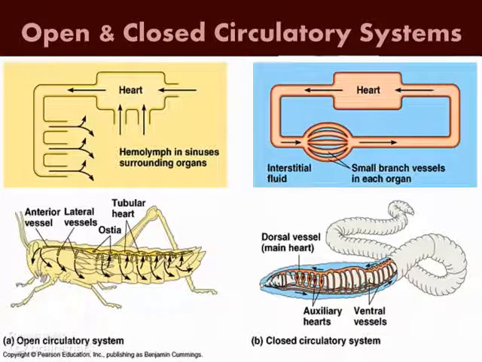In this diagram, you can see how an open system on the left in the grasshopper works in comparison to the closed system that we're going to be talking about in the next few slides. So if you take a look at the grasshopper, you can see that the heart moves hemolymph, this blood-like fluid, into the cavities in the body, and from there it diffuses out to body cells, and wastes are diffused in.